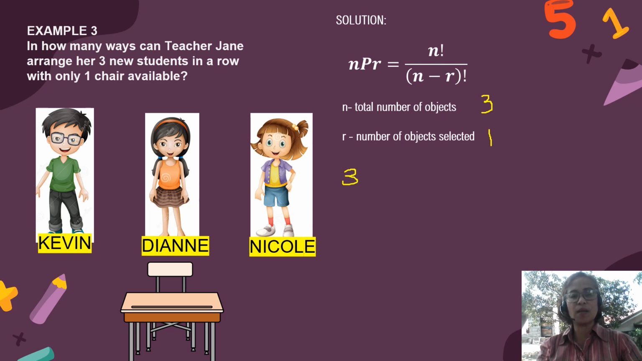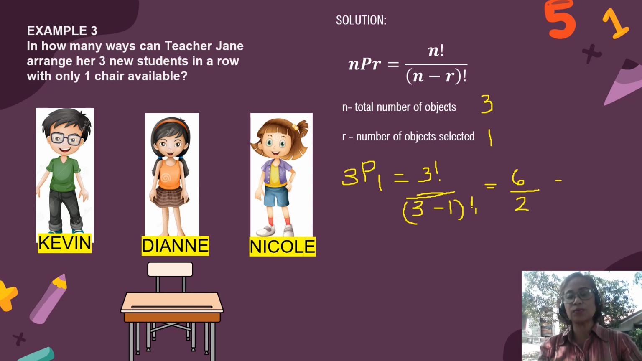So 3P1 is equal to 3 factorial over 3 minus 1. Because we are going to take only one student at a time, since we know that the value of 3 factorial is 6, and the denominator will be 2 factorial, which is 2. So 6 divided by 2, there are 3 possible arrangements.